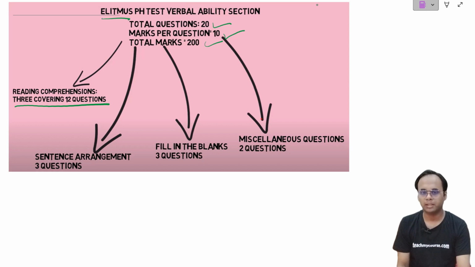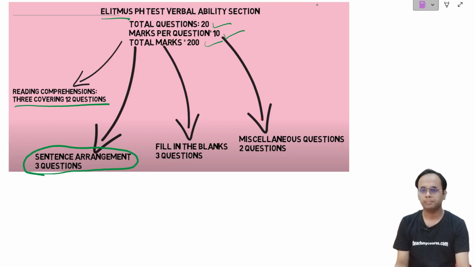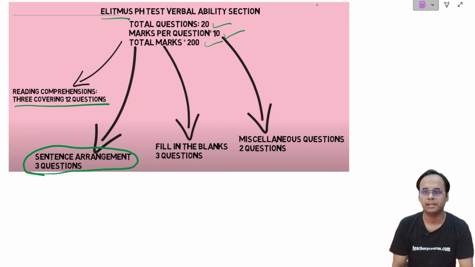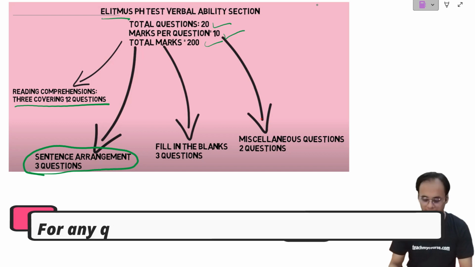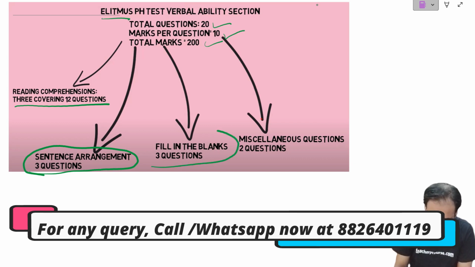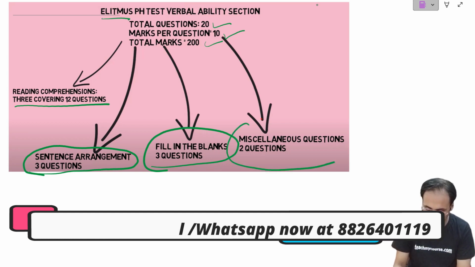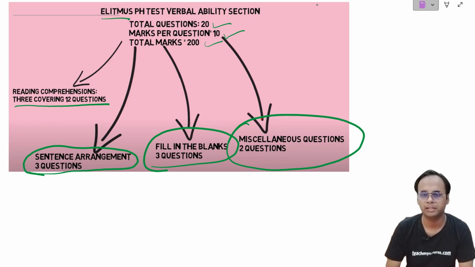Then most of the time there are 3 questions which are based on sentence arrangement. Okay, so there are a few, 4 to 6, sentences and you have to arrange them in a proper way so that they form a coherent paragraph. Then there are 3 questions on fill in the blanks. Okay, so it can vary. Maybe a more suitable word has to be placed in, maybe some sort of antonym or synonym has to be picked in. Okay, so it depends. Then come miscellaneous questions. We will see what the miscellaneous questions are. So these are the 20 questions in the verbal ability section.